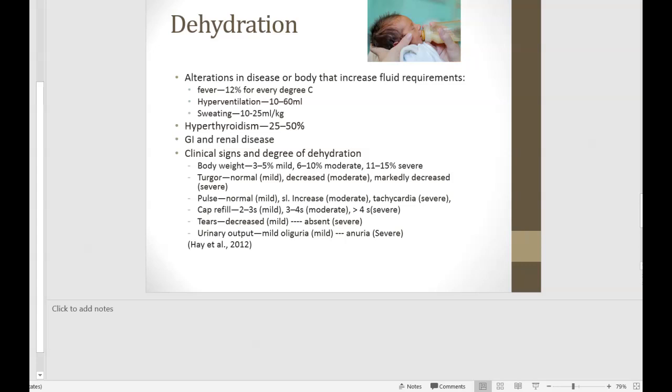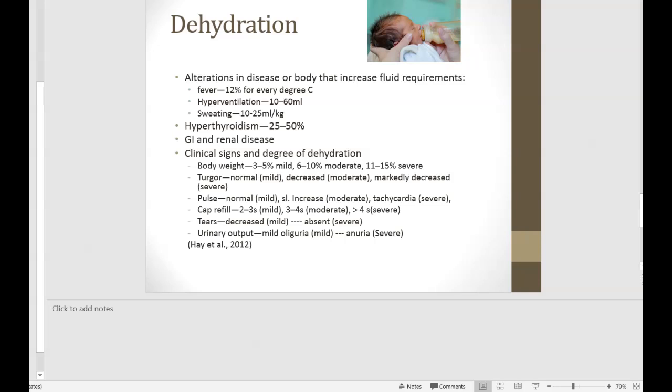If there's 3 to 5% body weight loss, it would be mild dehydration. If there's 6 to 10% body weight loss, it's moderate dehydration. And if there's 11 to 15% weight loss, it's severe dehydration.